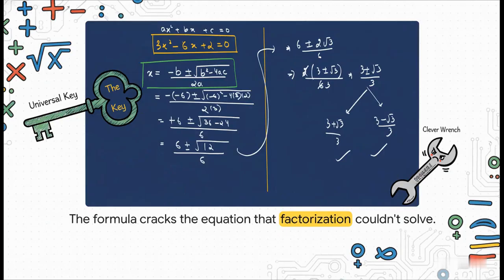So let's prove it. Remember that problem that completely stumped our clever wrench? That 3x squared minus 6x plus 2 equals 0? Well, watch this. All we have to do is identify our a, b, and c, plug them into the formula, and just turn the crank. Do the math, and voila, out pop our 2 solutions. The universal key worked perfectly where factorization failed flat. Now that is a powerful tool to have.